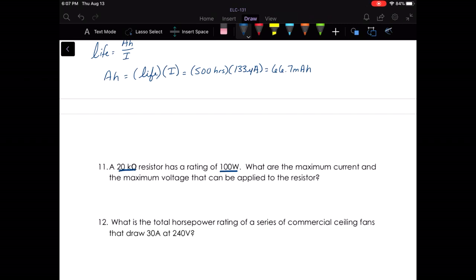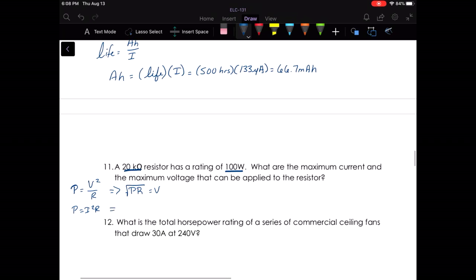Well, for this I am going to use our equations where we had P equals V squared over R and P equals I squared times R, and I'm going to solve for V and for I in each of those equations. So for this equation, I would multiply both sides by R, and then I have V squared. And then if I take the square root of both sides, I'm left with just voltage on the right-hand side.